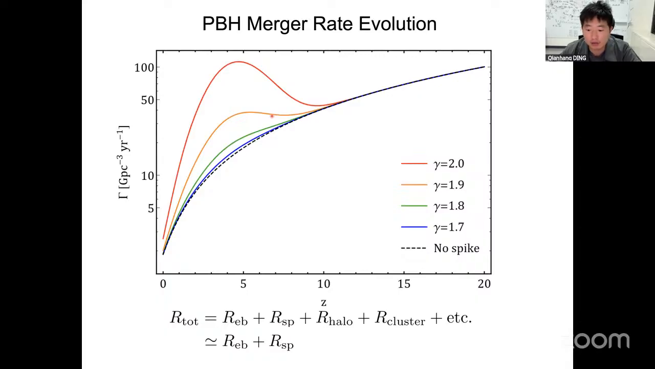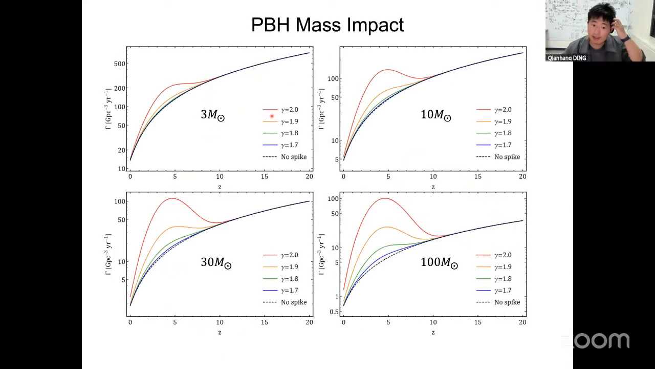And the dark matter halo mass function with redshift will tell us how structure forms at different redshifts. So here, let's see in detail how this shape is influenced by the different parameters. For example, if we choose the PBH mass as a monochromatic mass distribution, for example, 3 solar mass, 10 solar mass, 30 solar mass, and 100 solar mass, you can find their merger rate evolution with redshift is significantly different.